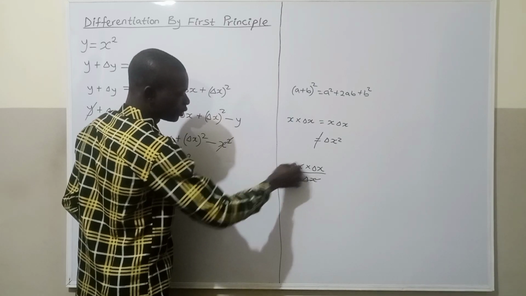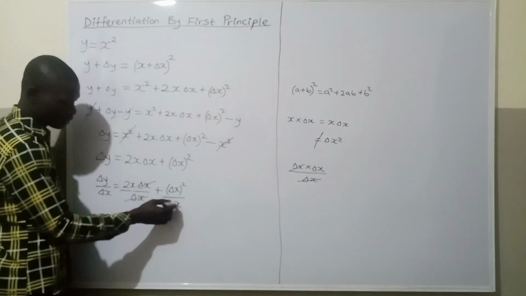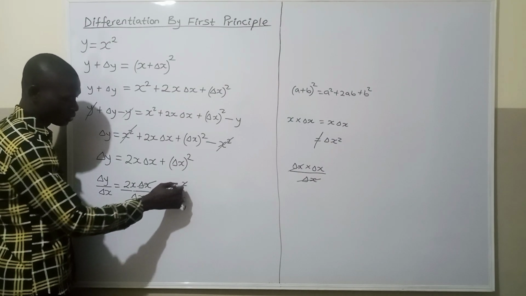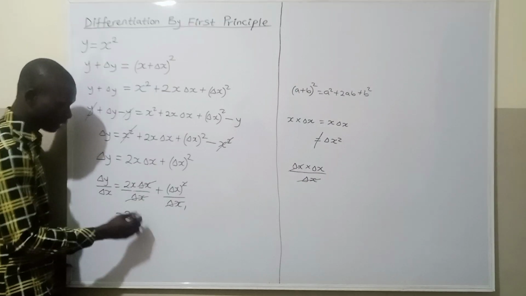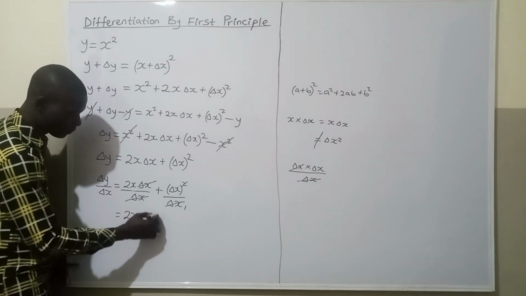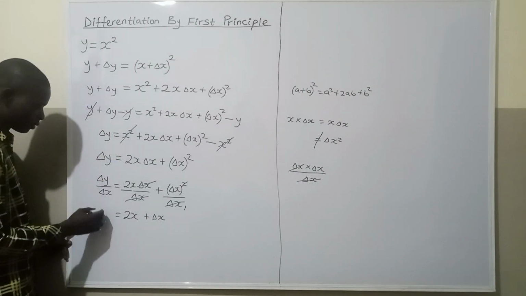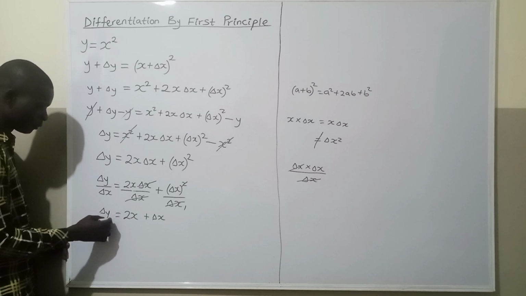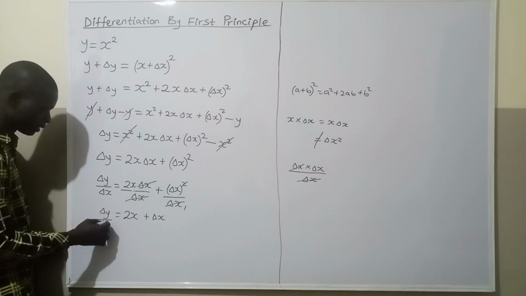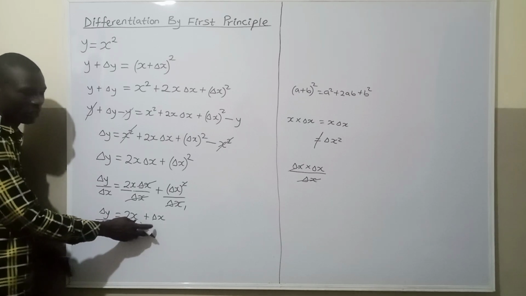So what happens in that situation? This delta x is going to cancel one of these. We'll be left with only delta x. That's going to be plus delta x. So it means that delta y over delta x has been simplified to this.